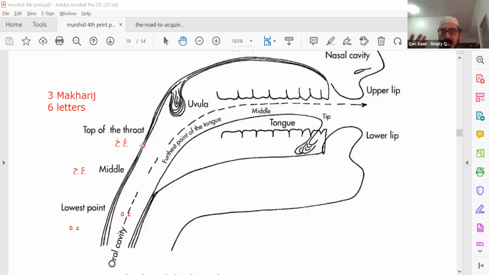So now the question is, everyone, I want you to answer. How do you differentiate between the 2 letters then? If they come from the same place, then what makes them different? Because they're 2 different letters and they're 2 different pronunciations. Okay, but they're coming from the same place. So what makes them different? The characteristics. The sifat. The sifat, there we go, mashallah, very good.